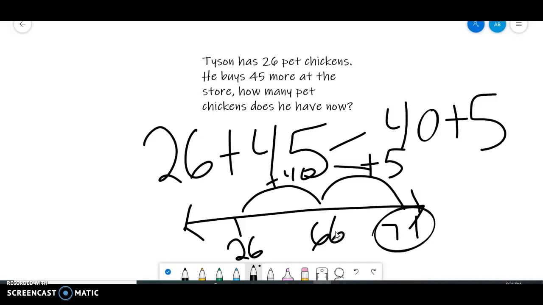So as you can see, there's more than one type of problem that we can use this strategy with. And there's easier ways to add numbers together than to just write them in the standard algorithm.